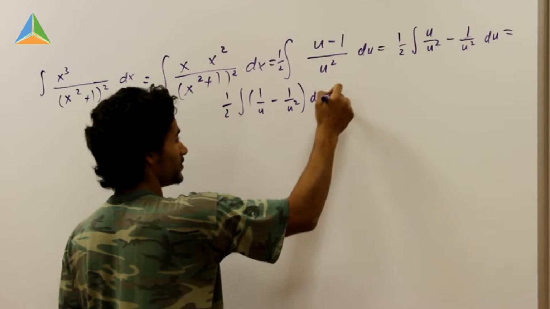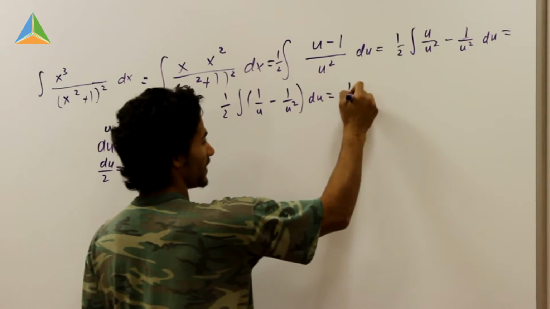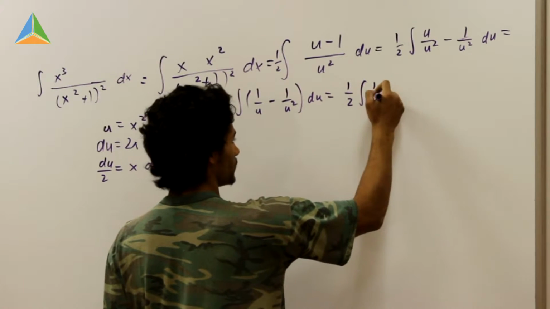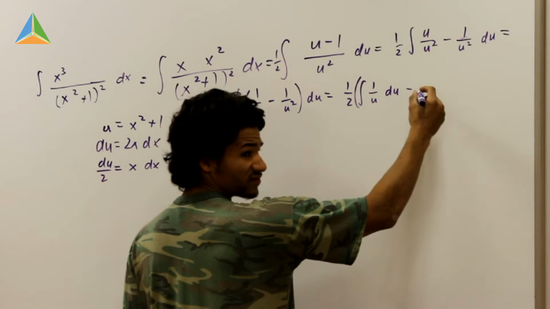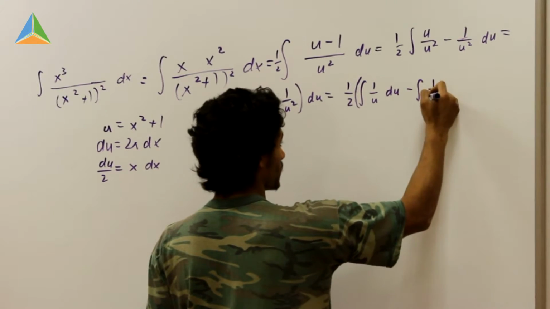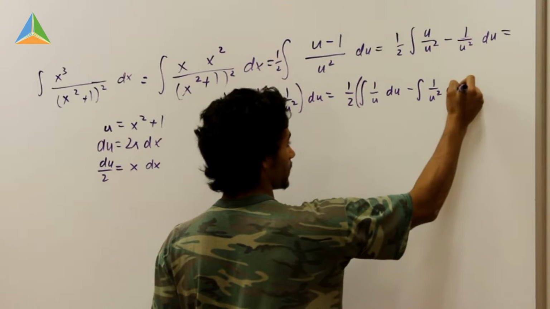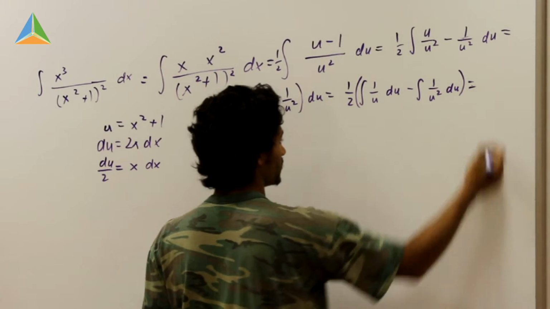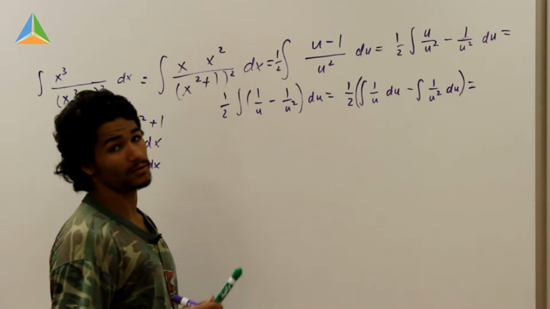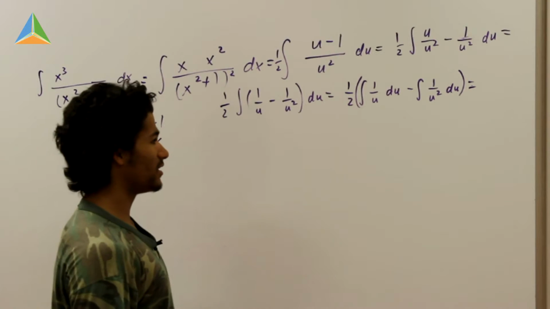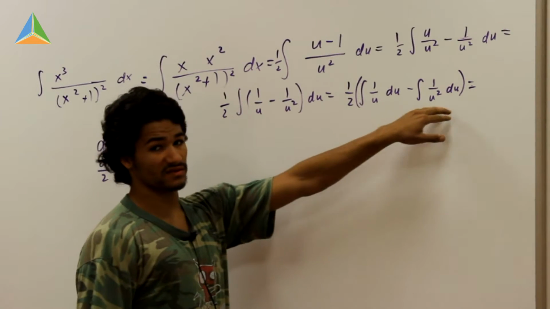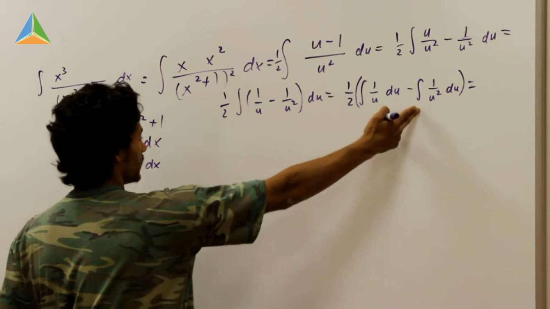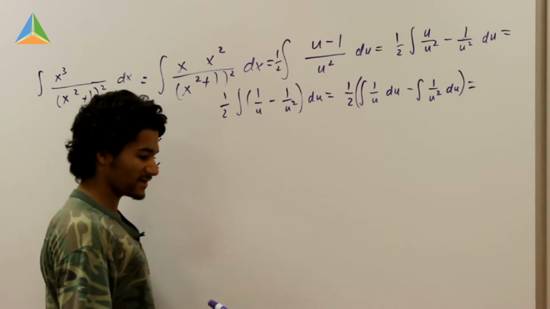And of course we can split it up into 1/2 1 over u du minus 1 over u squared du. Now here's stuff that we already know how to take the integral of. In fact, this is natural log u, and this is 1 over u, negative 1 over u.